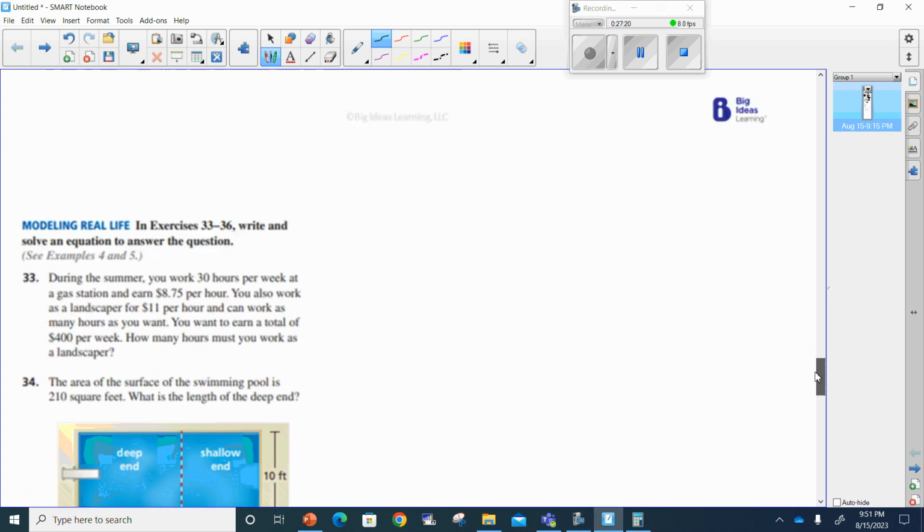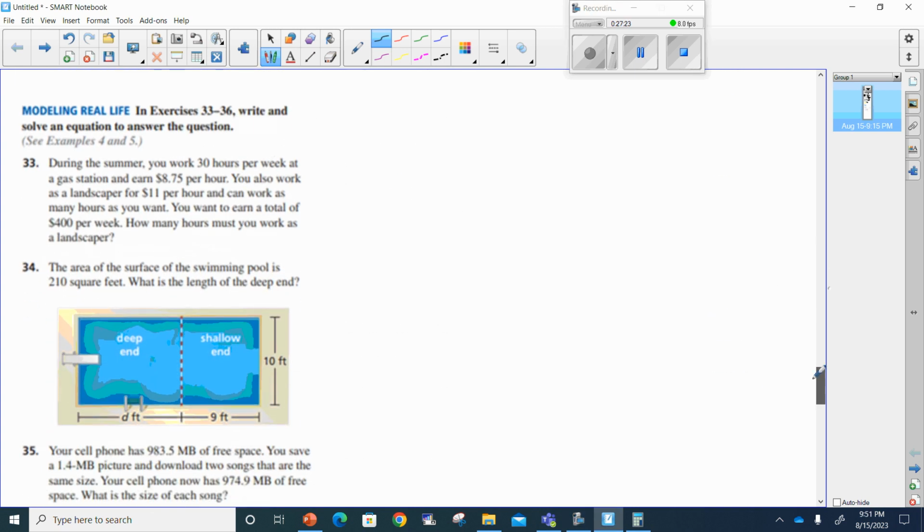All right, it says on number 33, during the summer you work 30 hours per week at a gas station and earn $8.75 per hour. You also work as a landscaper for $11 per hour and can work as many hours as you want. You want to earn a total of $400 per week. How many hours must you work as a landscaper? Okay, so remember, we want to earn 400. Everything's got to equal 400.